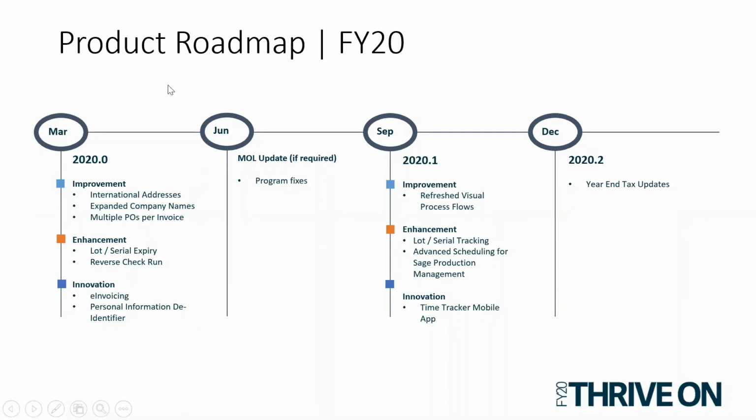This is kind of just an outline of what they're thinking. In March of 2020, they're going to release the version 2020. Some of the things that I've talked about, also international addresses. They're expanding fields to make it much more conducive to being able to use international addresses. So this is planned tentatively right now for March.